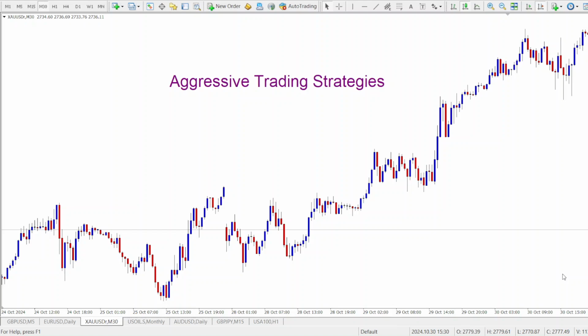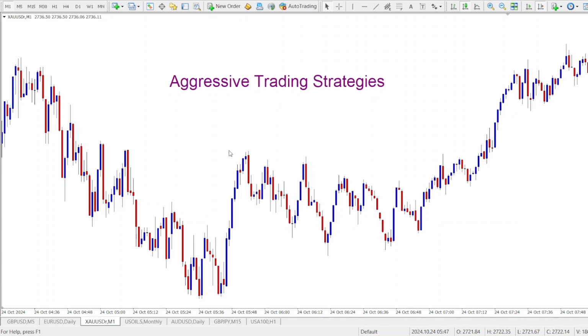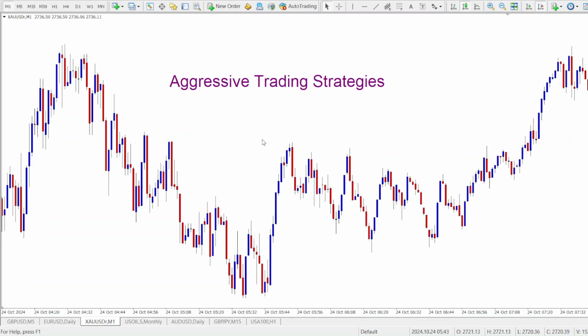Now, let's break down several effective aggressive trading strategies you can implement right away. One popular method is scalping. Scalping is a strategy that involves making multiple trades throughout the day. You can literally make tens of trades, even hundreds if possible. If you are trading on, let's say, the 1 minute time frame and you are trading a volatile pair like gold, you can literally make 100 trades in a day, because you can be buying and selling almost every minute. That's the reason why it's an aggressive strategy.